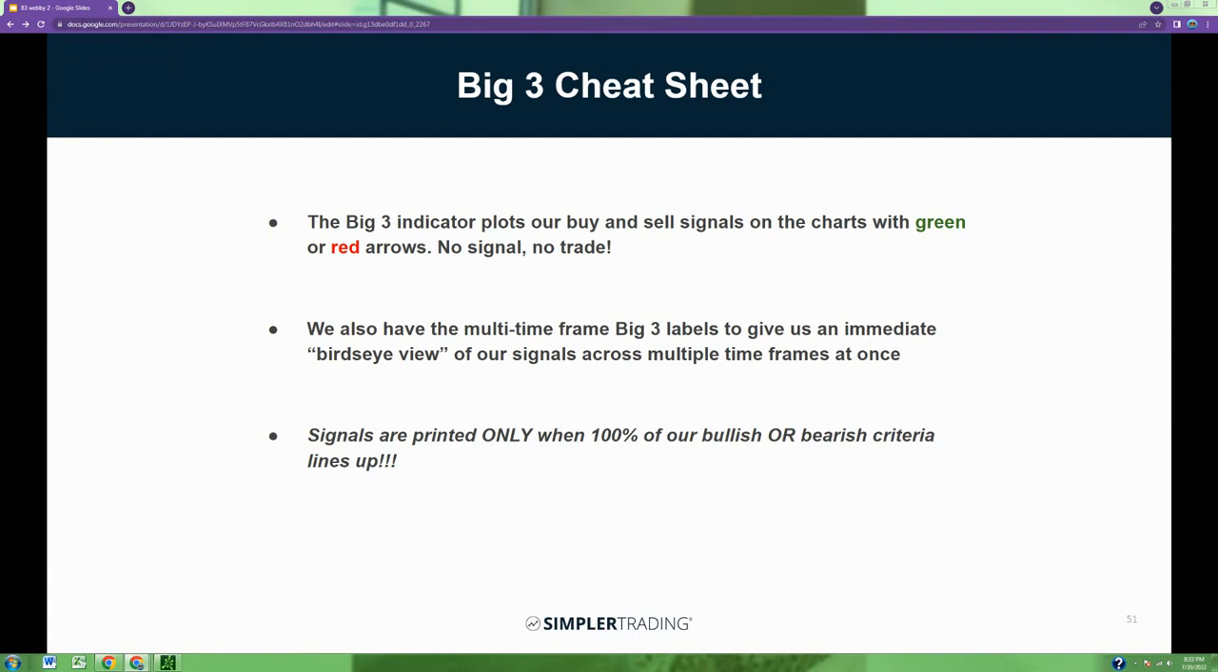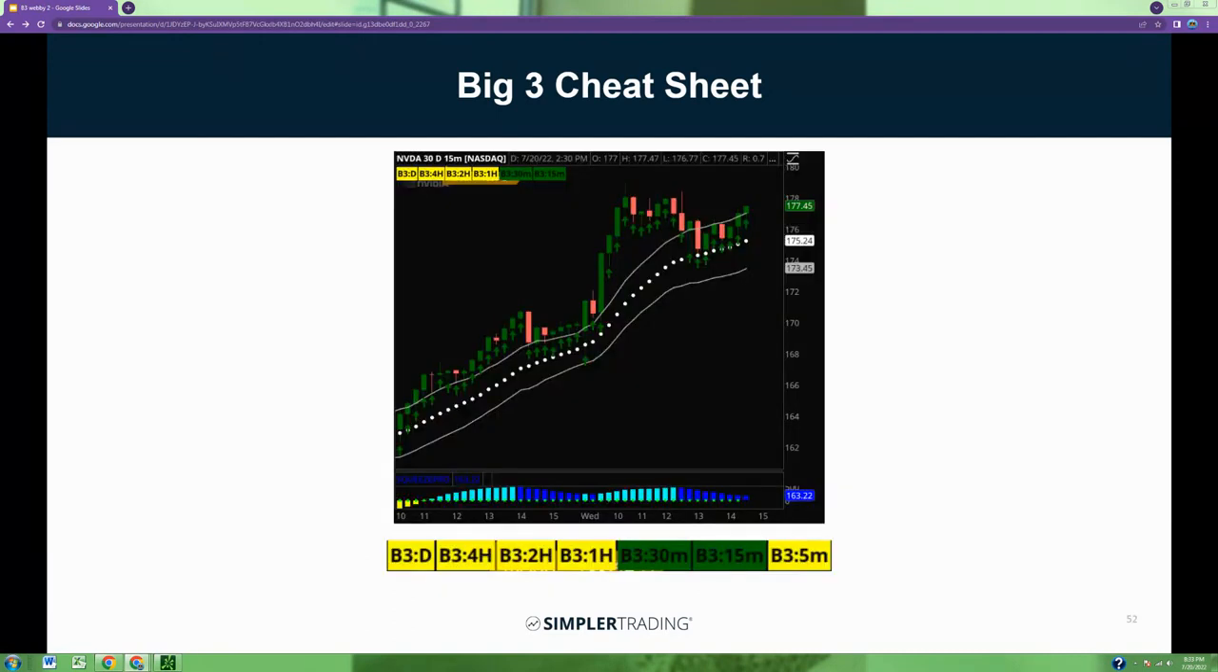Our signals are only printed when 100% of our bullish or bearish criteria lines up. Meaning the EMAs, the ADX, the DMI, the squeeze, it's all coming together at once. It's the only time we're going to get a buy or a sell signal. And that's what makes for an A+ trade. So when I look at a chart, I can look at the Big 3 labels and instantly I know whether or not any of those time frames fit my bullish and my bearish criteria.